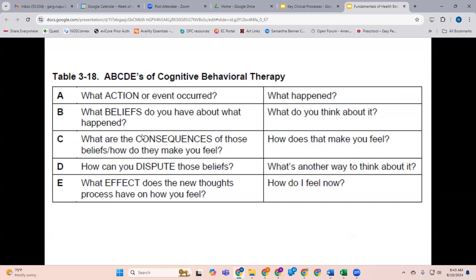Could it also be this other thing? And could that challenge some of the beliefs that you have? And then what's the effect? How do you feel now? So you always want to go back to managing the patient's emotions. That's a huge part of changing behavior, and it's literally built into CBT.